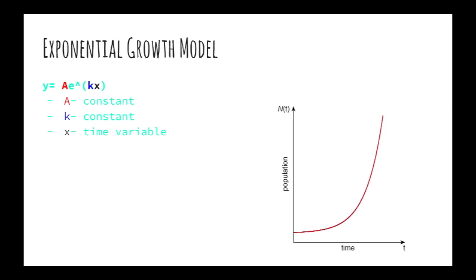It starts off slow, and as it approaches infinity, the graph will start spiking. The slope will keep rising and getting greater. The model, the function, is y equals a, which is a constant, times e to the kx, where k is a constant and x is a time variable.